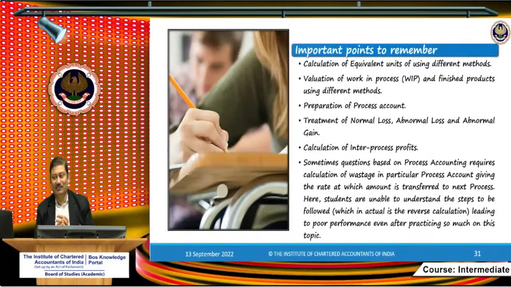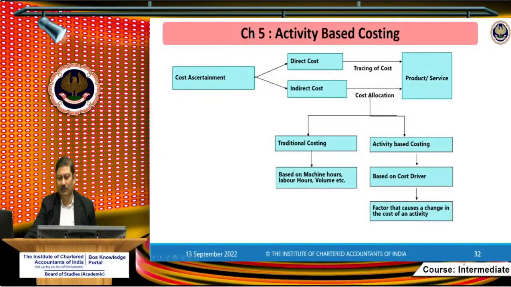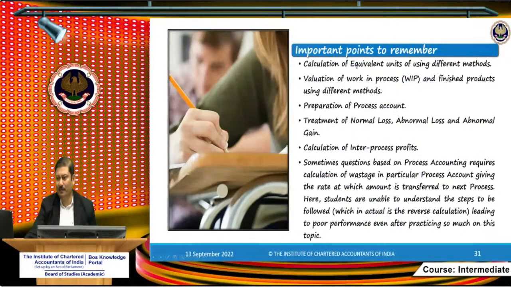So what I will suggest you, yes, logically, Pooja, you can learn those treatments as well. Okay, there are some more queries. I'll be taking all your queries after finishing this last part of process accounting.